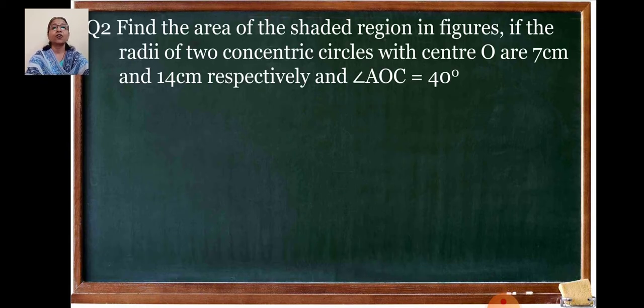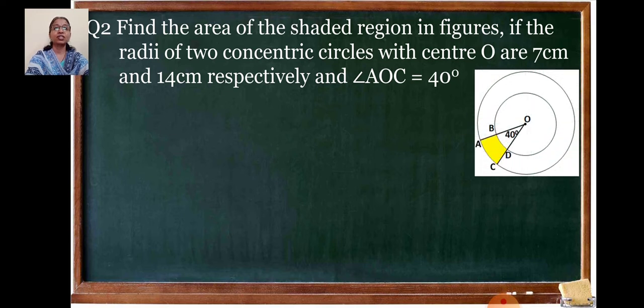Question number 2. Find the area of the shaded region in the figure. Shaded means the portion shown by yellow color. If the radii of two concentric circles with center O are 7 cm and 14 cm respectively, and angle AOC is equal to 40 degree. That means the central angle is given as 40 degree and the radii of the two circles are 7 cm and 14 cm respectively. So how to get the area of that shaded region?